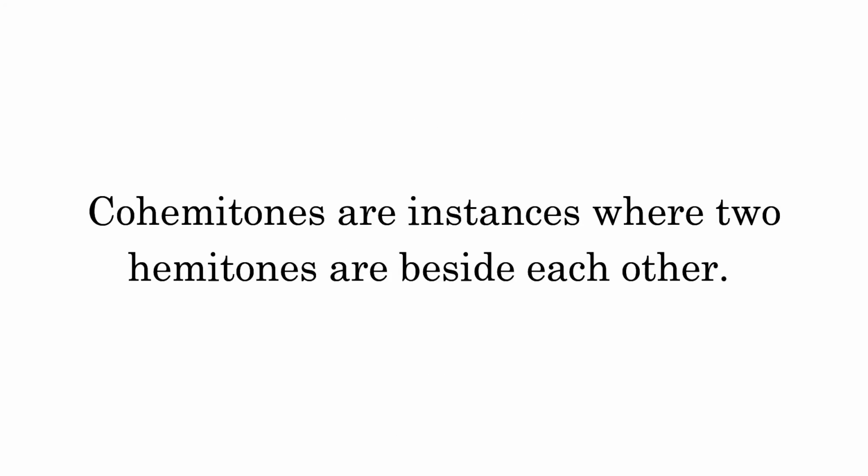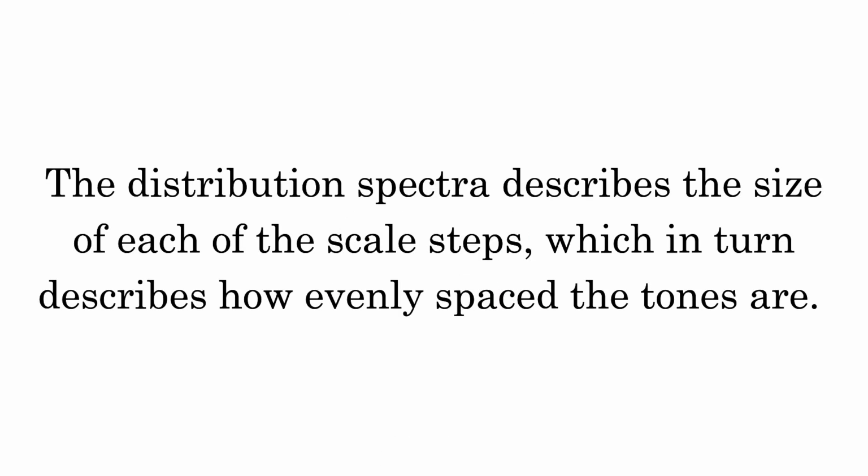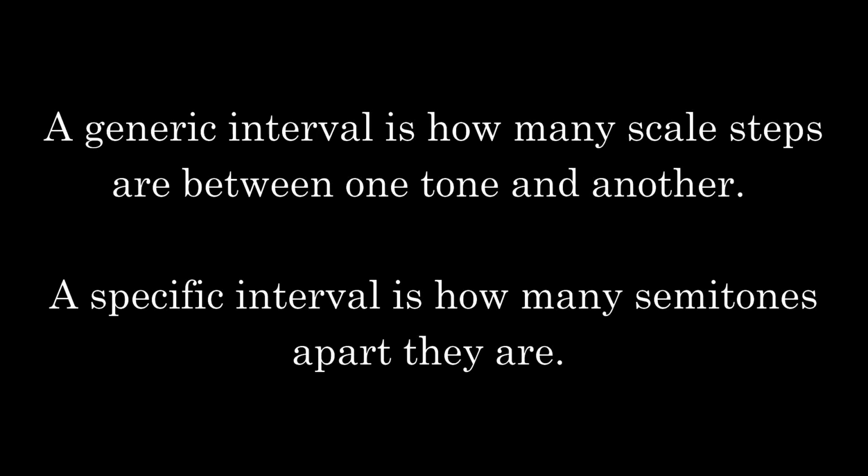Cohemitones are instances where two hemitones are beside each other. This scale has 5 cohemitones. They are at positions here, here, here, here, and here. The distribution spectra describes the size of each of the scale steps, which in turn describes how evenly spaced the tones are. A generic interval is how many scale steps are between one tone and another.